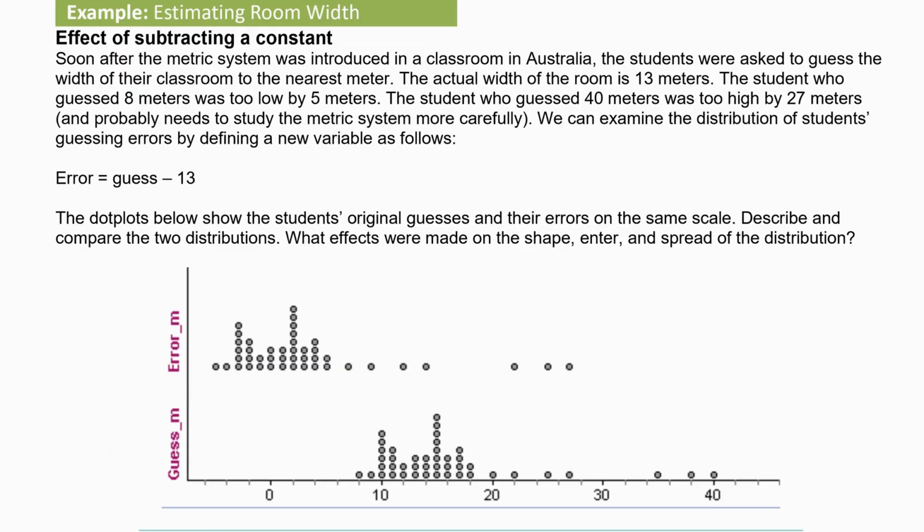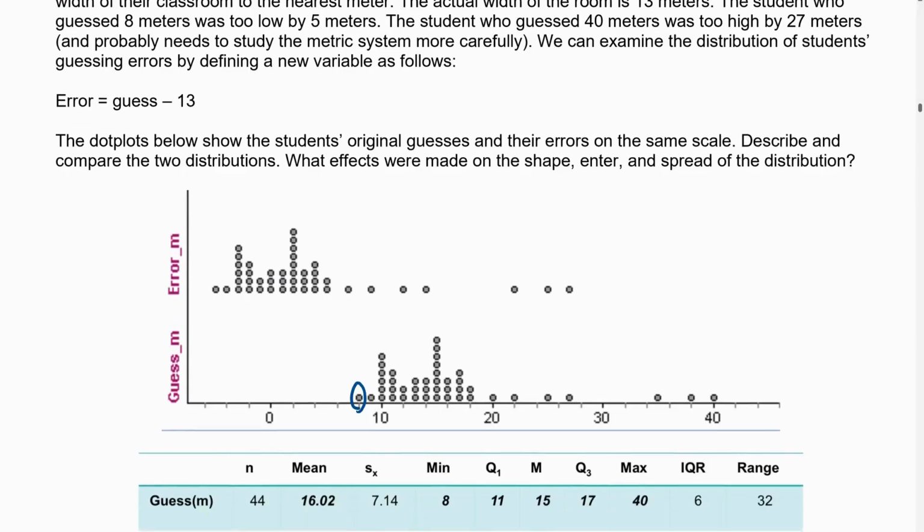So for example, here's a student who guessed, it looks like, 8 meters. How big was the error? Well, the error was 8 minus 13, or negative 5. And there's the negative 5. This point was transformed and became that point. Each point in this dot plot is being transformed into a point in the other dot plot.